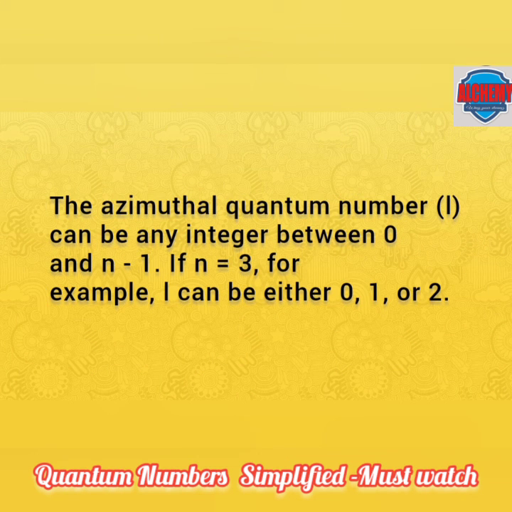The azimuthal quantum number l can be any integer between 0 and n minus 1, where n is the principal quantum number or shell number. For example, if n is 3, the l values can be either 0, 1 or 2. This means that for the third shell, 3 subshells are possible.